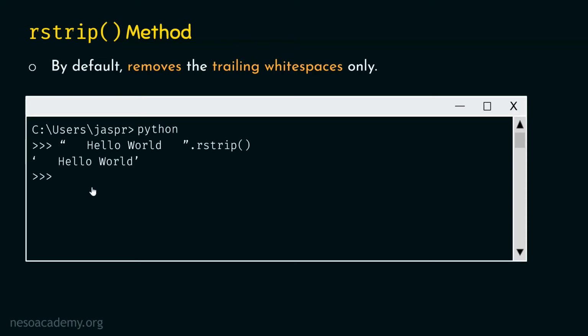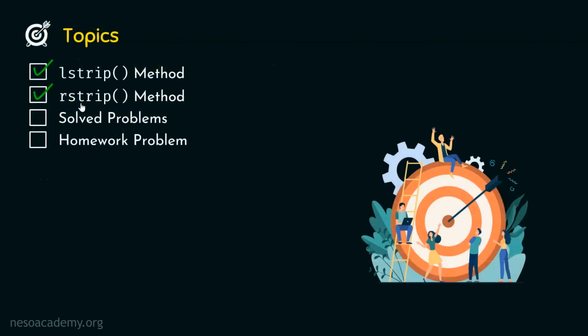Let's hit enter, and this time we will get this string with leading white spaces. Now why is that the case? The rstrip method is capable of removing the trailing white spaces only, and that too by default, when we don't provide any arguments to it. So it is capable of removing these white spaces only, and this is the reason why we are getting this string. I hope the idea of lstrip and rstrip is completely clear, and this means we are done with these two topics. Now let's move on and solve some problems.